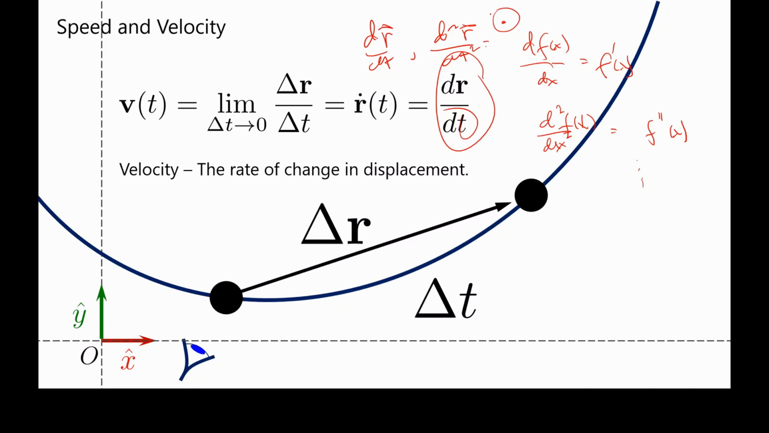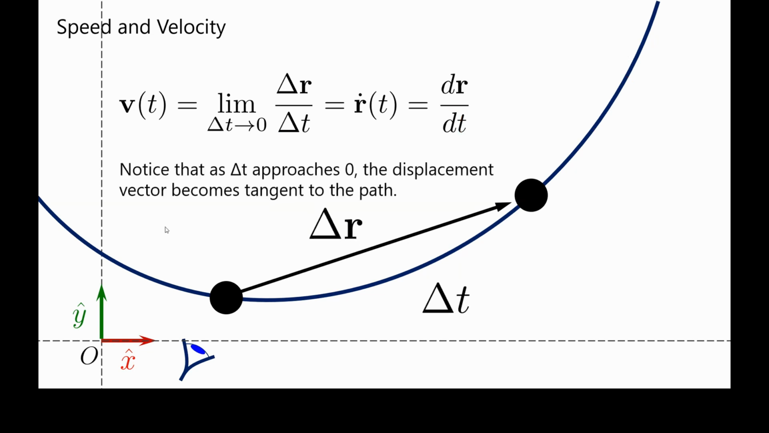All of that is represented by the dot and double dot. Double dot would be the second derivative, triple dot would be the third derivative, and so on. As of now, I need to establish the concept of your velocity as a derivative of your displacement. So take note that v, velocity, is the derivative of your vector function R over dt. You can write it as this and as this. Take note that as delta t approaches 0, the displacement vector becomes tangent to the path.